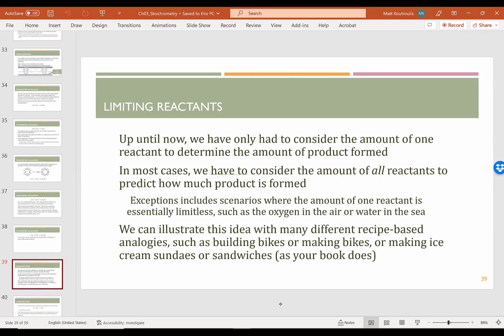There are many, many different ways that we can illustrate the concept of limiting reactants. We can use bicycles, which is, I think, what the textbook does. We can use ice cream sundaes, which is what I do in Chem 120, where I say, well, you need 2 scoops of ice cream plus 1 cherry plus 50 milliliters of chocolate syrup, because we always measure chocolate syrup in milliliters, and that is 1 sundae, right? It doesn't matter if you have 1,000 cherries. If you only have 4 scoops of ice cream, you're only going to get 2 sundaes. Does that make sense? Yeah. Good. The cherries are excess. And sandwiches, that's another case. That's what the book does, is sandwiches.